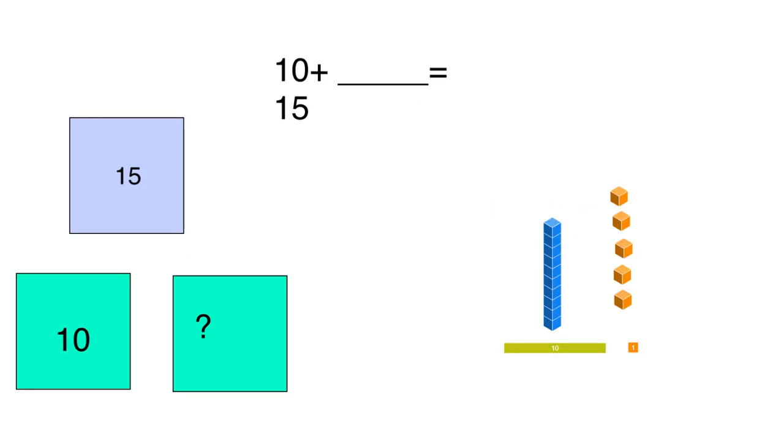So our example equation is going to be 10 plus blank equals 15. So for our whole, we're going to have 15 and then two parts. So for two parts, we're going to have 10 plus blank. So we know that we have 10. And then we're going to count up to 15 to figure out this number.